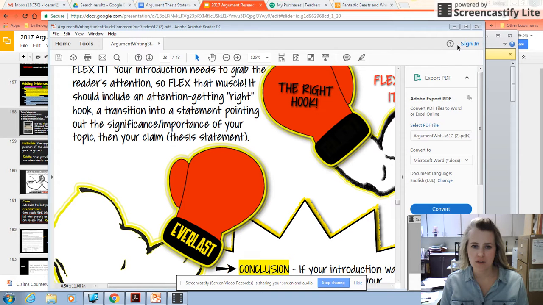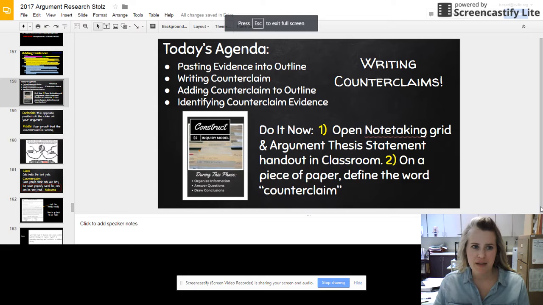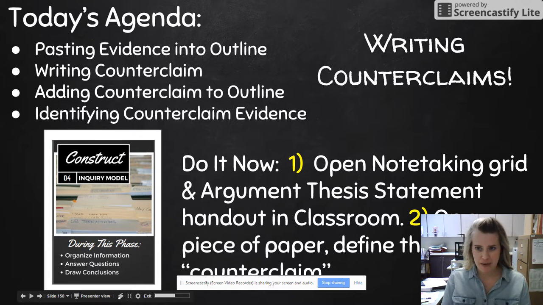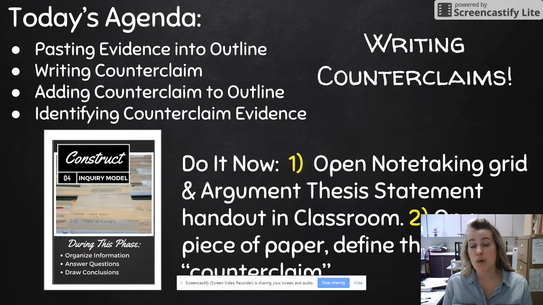All right, so today for the majority of our lesson, if my PowerPoint shows up, we are going to be writing counterclaims. This is not the first time you've heard the word counterclaim, but now we're actually going to be creating one. We hopefully have already taken care of pasting evidence into your outline, but if you haven't, you can go back and watch that video.